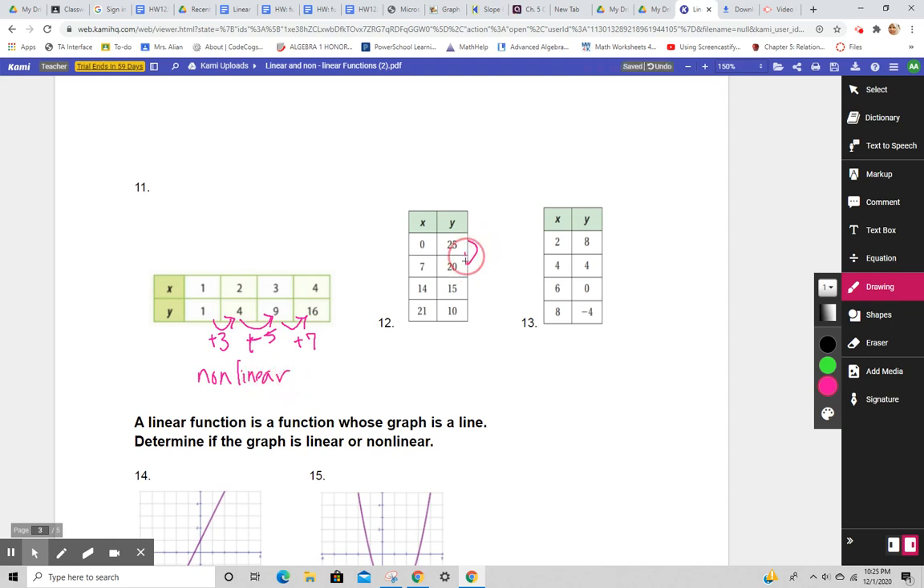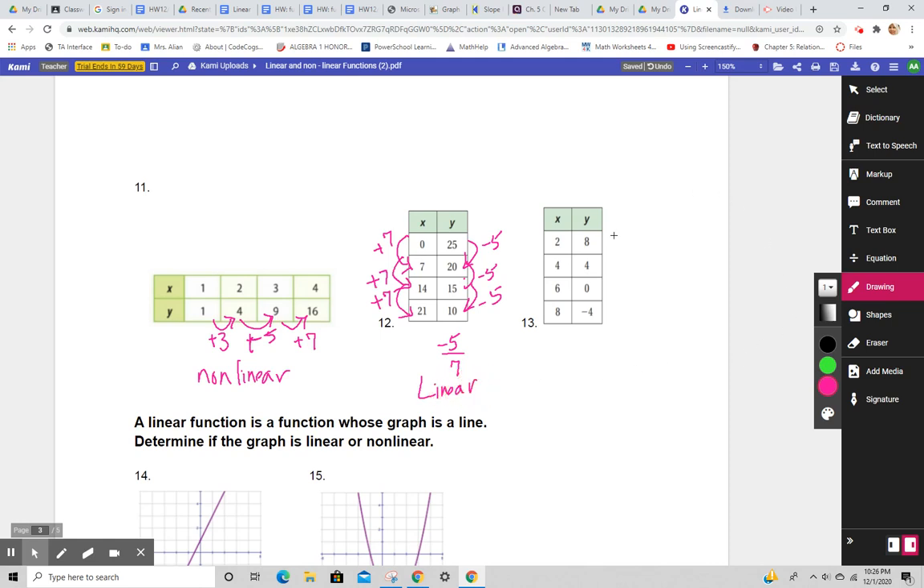All right, let's see how this is changing. Add 5. I'm sorry, subtract 5. Subtract 5. Subtract 5. Subtract 5. Let's see what is happening here. Add 7. Add 7. Add 7. So it's changing at a constant rate, -5 over 7. So this is linear.